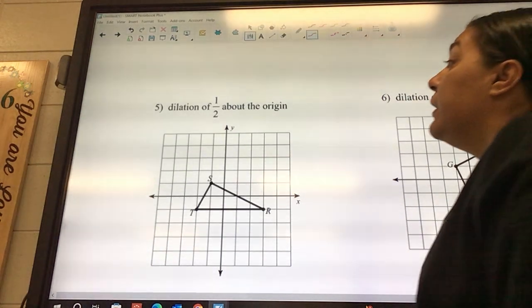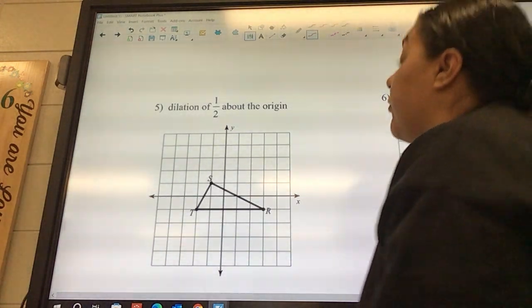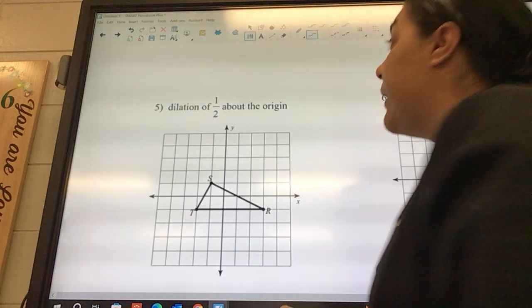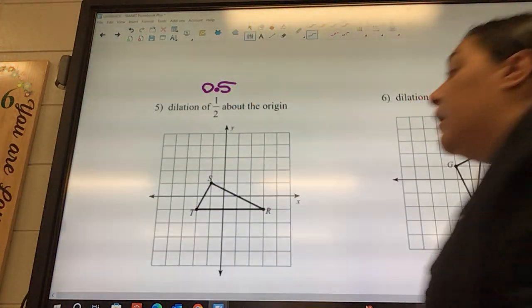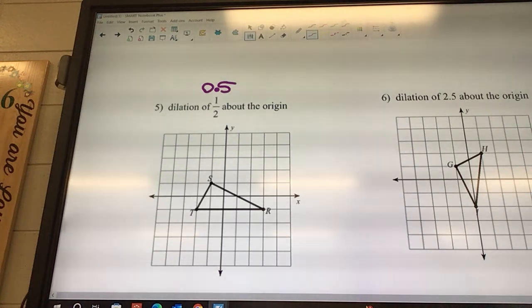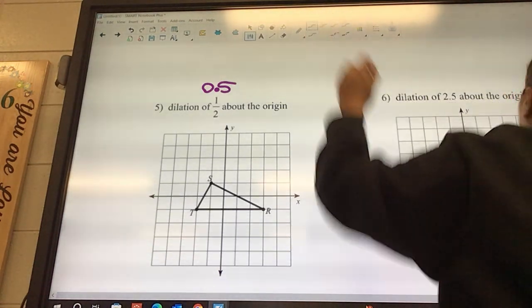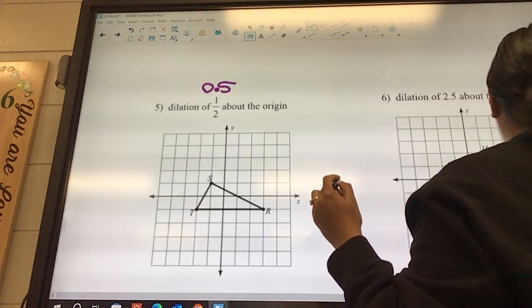Okay, 5, it says a dilation of 1/2. So on your calculator, you can figure out that 1/2 is 0.5, okay? So we're going to go through and find our points.